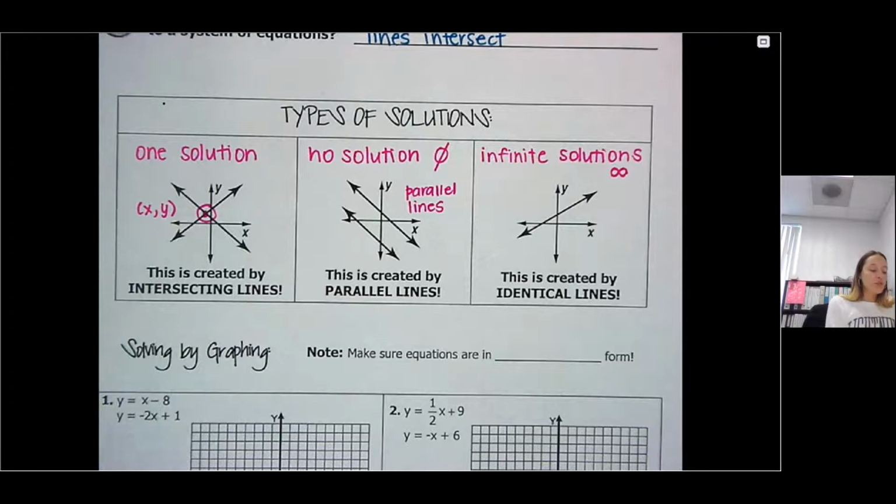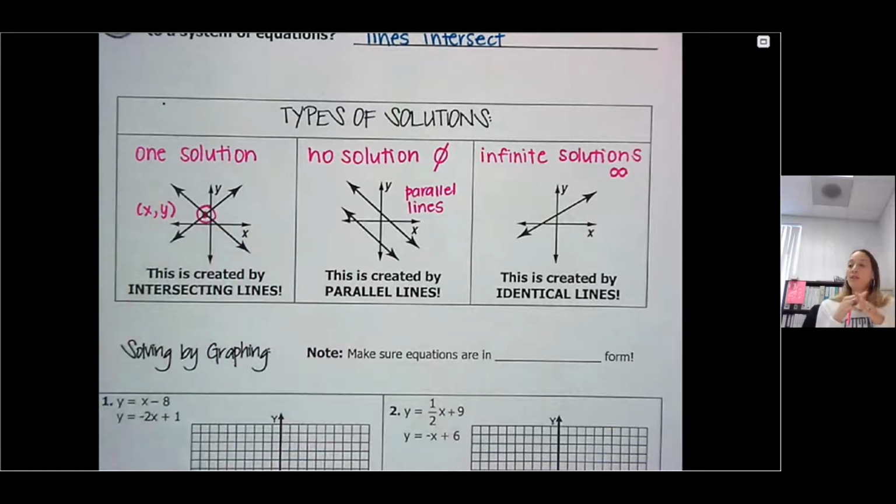So one solution is where the points cross each other, where they intersect.